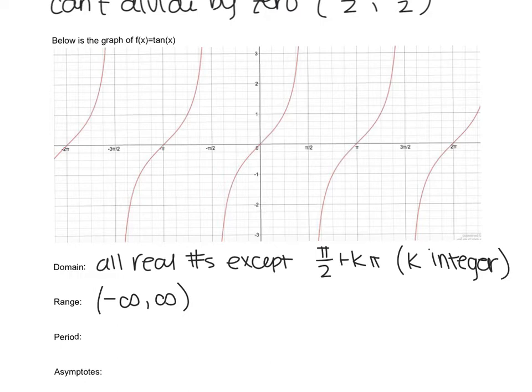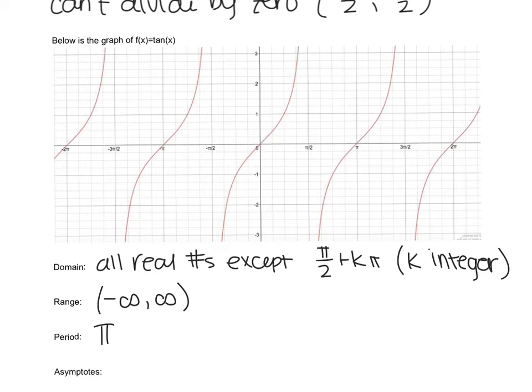Next, we want to look at the period. For sine and cosine, the period was 2 pi. But if we look at our graph here, the tangent function fits between -pi over 2 and pi over 2, which only has a period of pi. So the period of our tangent function is pi. That then leads us into our asymptotes.